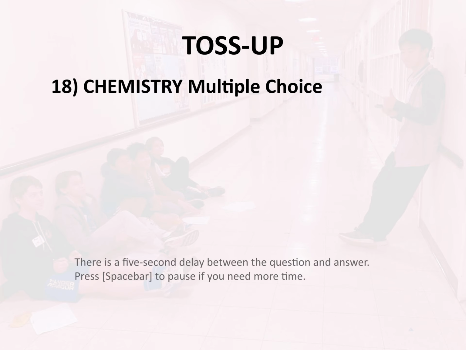Toss-up 18. Chemistry. Multiple choice. Which of the following best explains the difference between real gases and ideal gases? W. At low pressure, intermolecular attractions become significant. X. At high pressure, intermolecular attractions become significant. Y. As pressure decreases, the volume of the gas itself also decreases. Z. As pressure increases, the volume of the gas itself also increases.